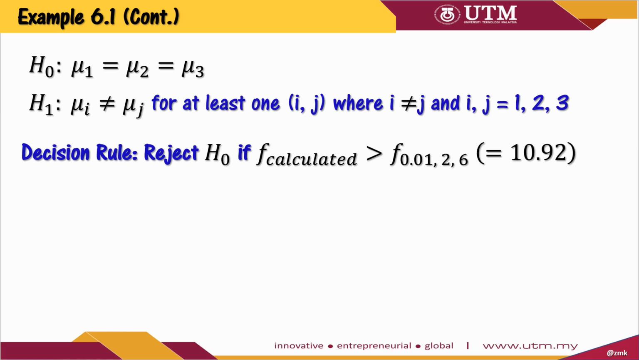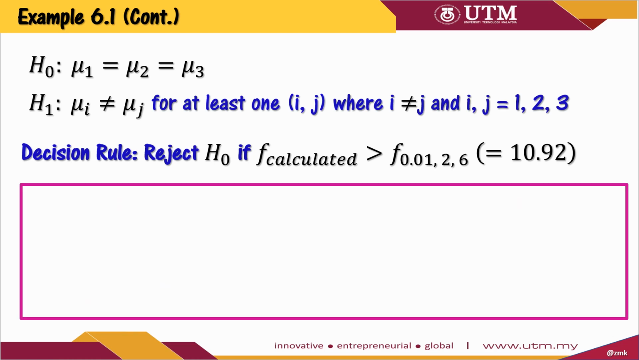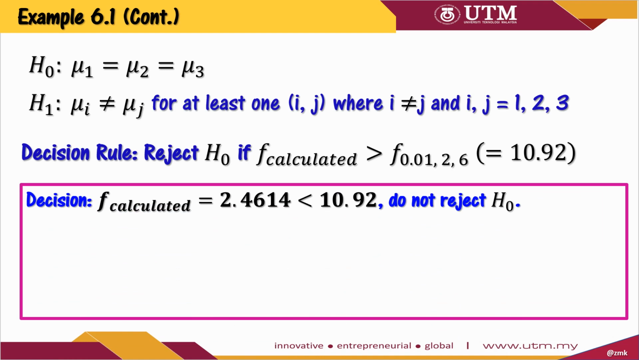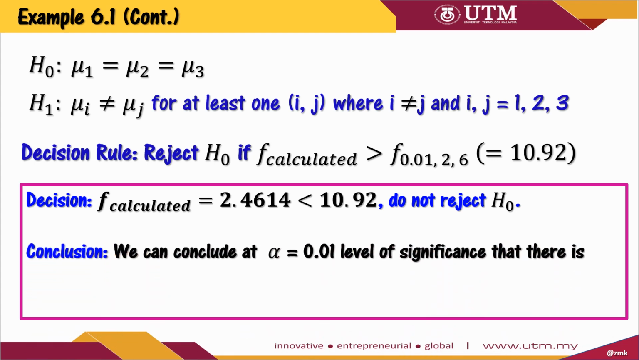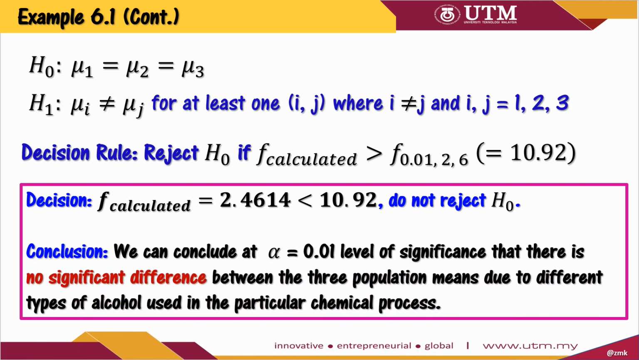By comparing the value of calculated F ratio with the critical value, we can see clearly that the F ratio is smaller than the critical value. Therefore, you can decide not to reject the null hypothesis and conclude at 0.01 level of significance that there is no significant difference between the three population means due to different types of alcohol used in the particular chemical process.